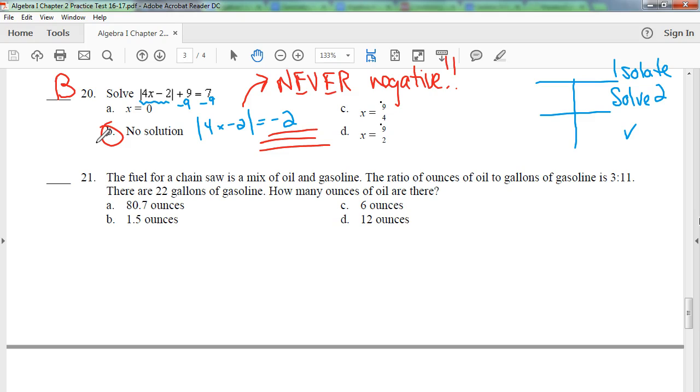Number 21, the fuel for a chainsaw is a mix of oil and gasoline. The ratio of ounces of oil to gallons of gasoline is 3 to 11. If there are 22 gallons of gasoline, how many ounces of oil are there?